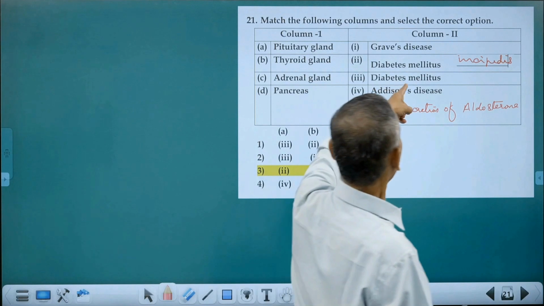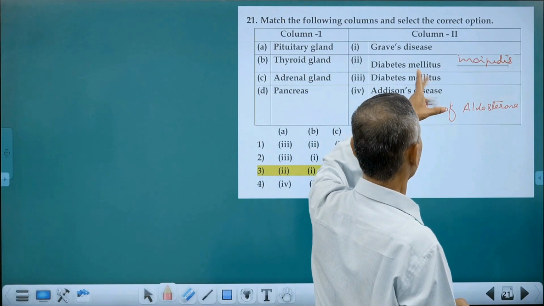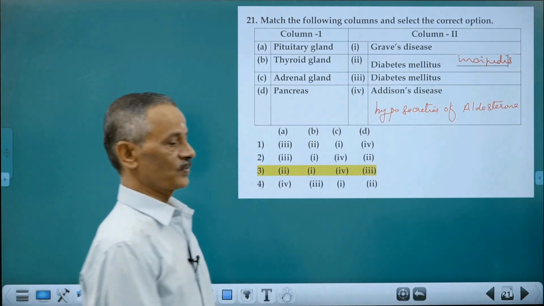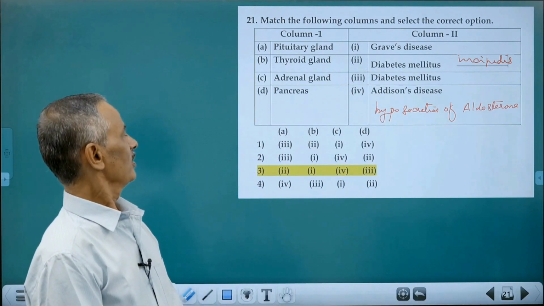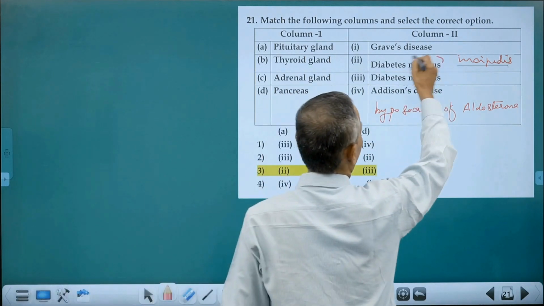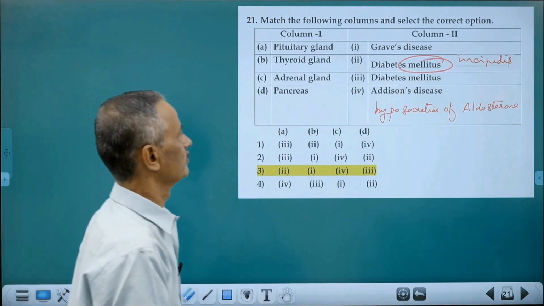See, pancreas is responsible for the deficiency of insulin, which causes diabetes mellitus. Okay, there can be only this one, so this may be an incorrect one. I think so.